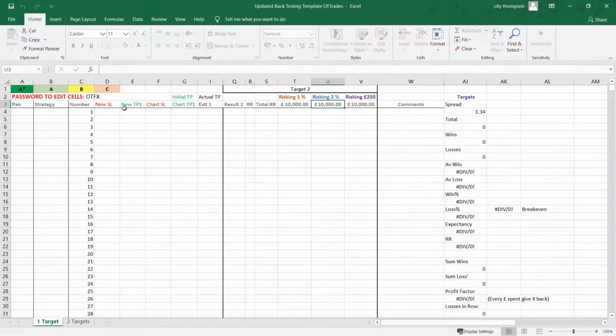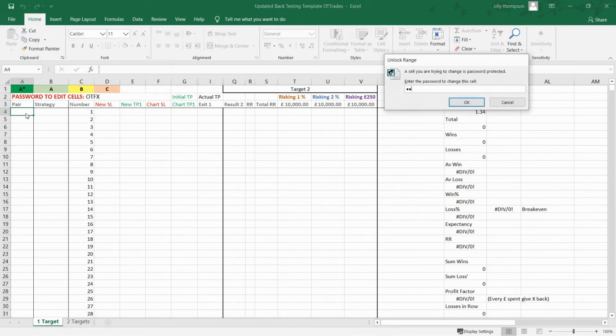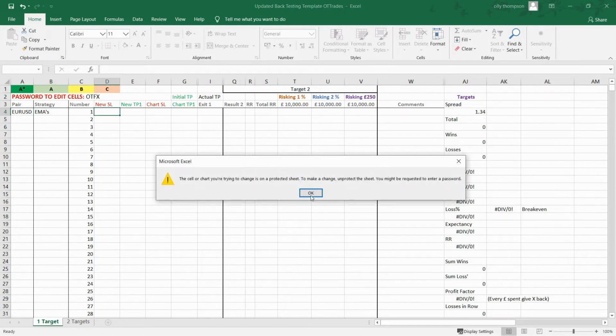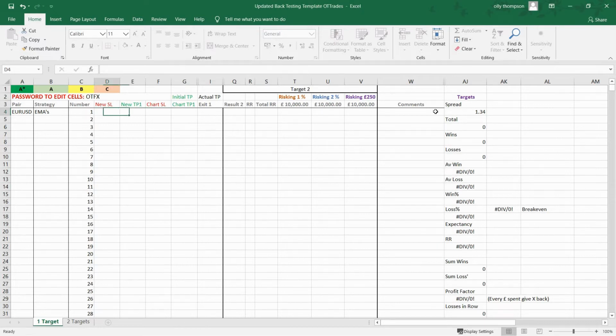Once you've got that, open your spreadsheet up and type in a pair, Euro USD. The password to edit cells is OTFX in capitals. Okay. Euro USD. Strategy can just be moving averages, MA, or actually EMAs. Stop loss was 15 pips. Okay, that will audit itself. This takes into account the spread, so you don't need to edit this cell.